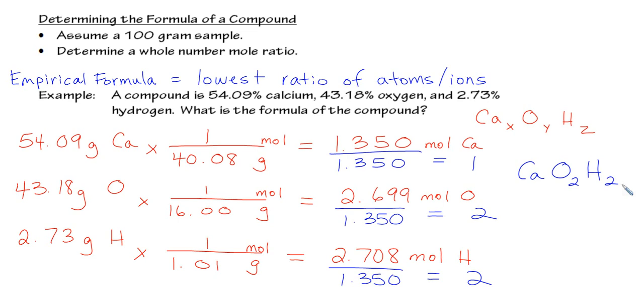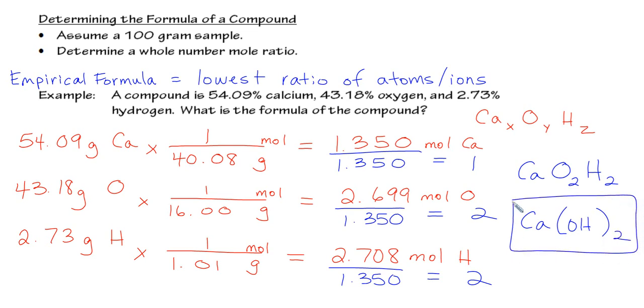The better way of writing this formula would be Ca(OH) with a 2 on the outside. This is calcium hydroxide. Now, you might be smart enough, too, to be like, oh, duh. Calcium's charge is +2, hydroxide is -1. This is the formula of calcium hydroxide.